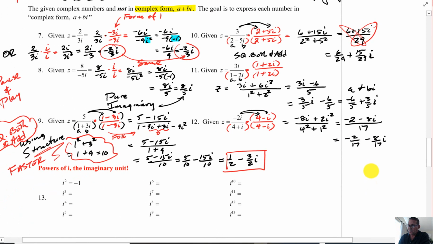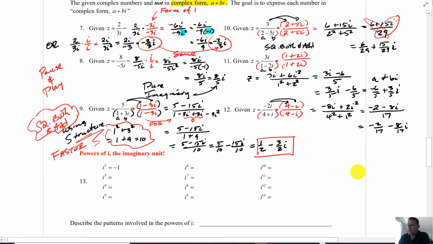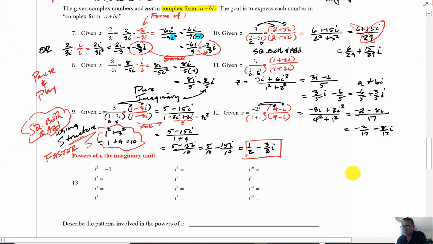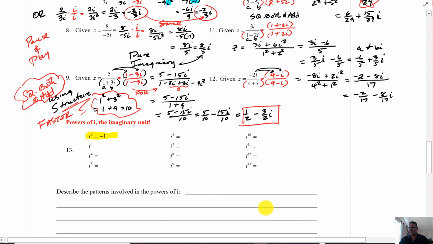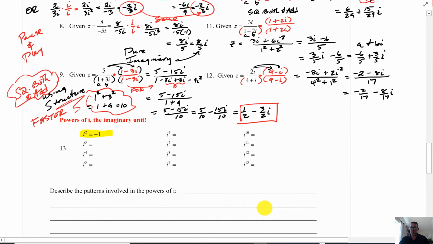All right. Now, let's see where we're at here. Okay, so now what we need to do is just kind of play with the imaginary unit and take powers of i, starting with i squared, starting with what you know. So this is what we know. When you take powers of i, there are patterns. So I want you guys to look for patterns when we do this.